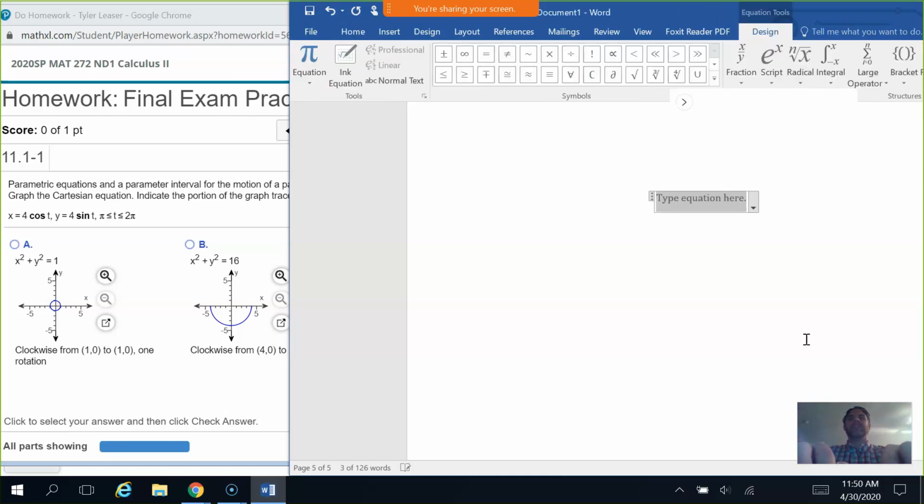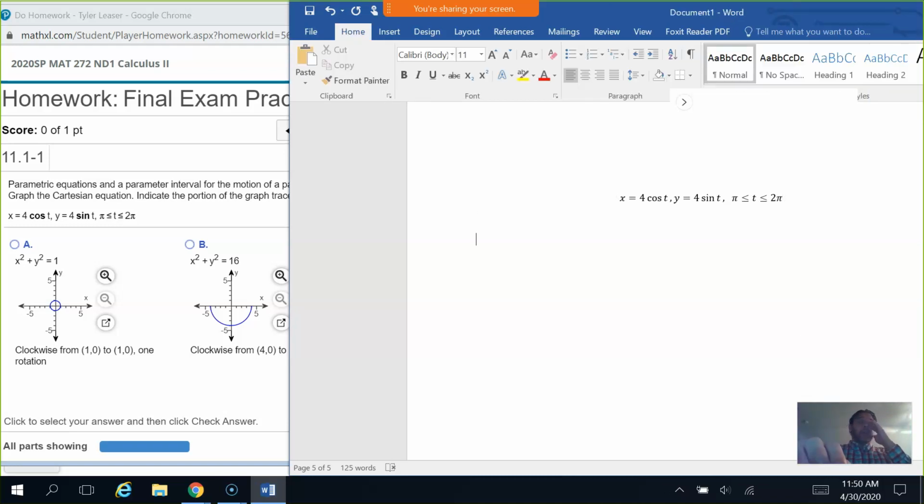This is what you're given. You're given x equals 4 cosine t and y equals 4 sine t. And you're given the parameter t goes from pi to 2 pi. Okay. The first thing that they're asking you to do is change this to a Cartesian or rectangular equation. In other words, a regular equation that we've dealt with our entire life.